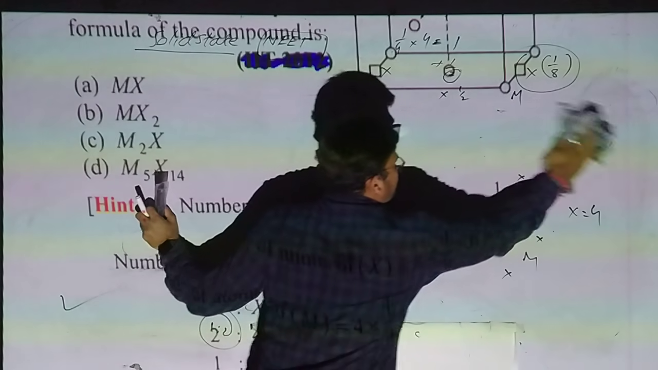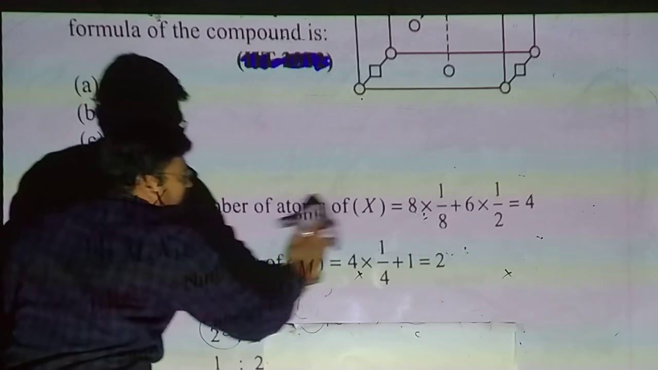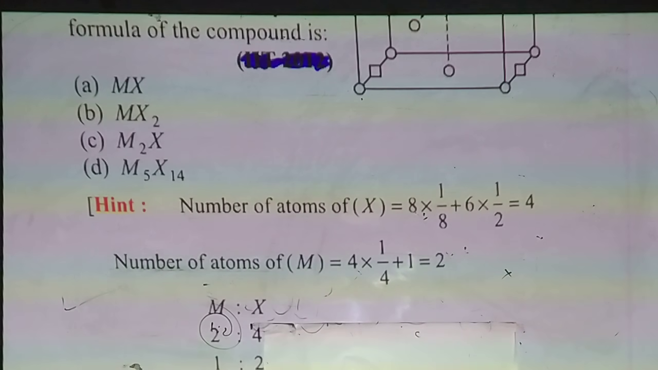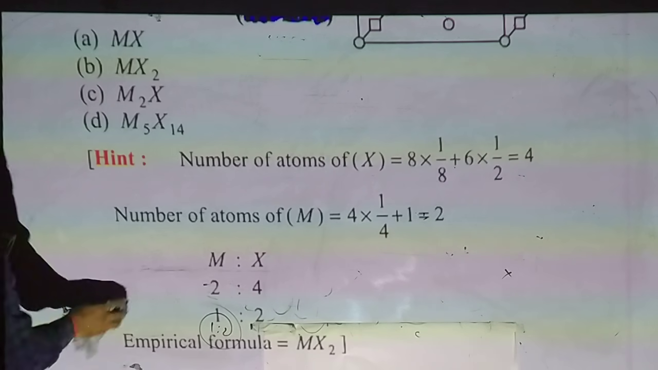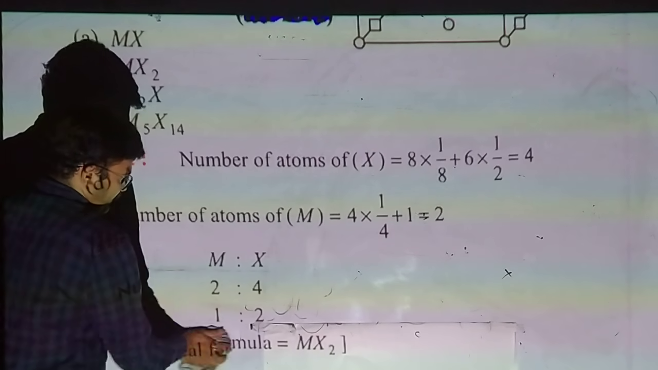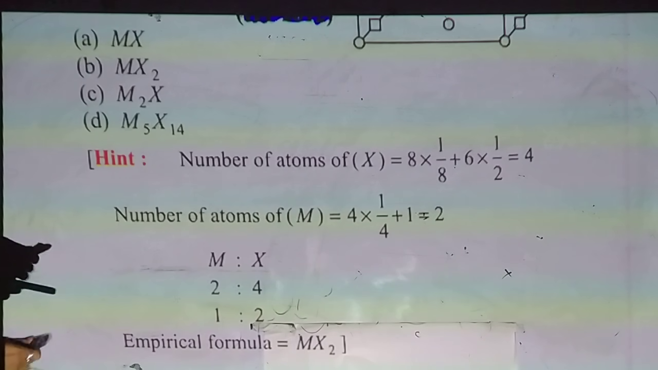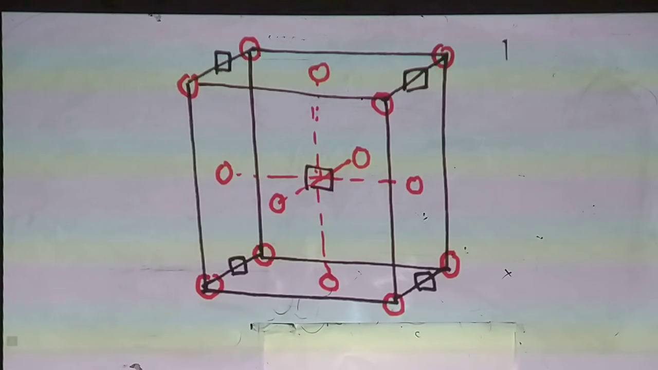Number of atoms of X on the corner: 8 into 1/8, so it is 1. And 6 on the face center, it is 3. So total 4. And the number of atoms of M on the edge is 4 times, so 4 into 1/4, and in the center 1. So it is 2. So M is 2, X is 4. So 1:2. The formula is MX2.